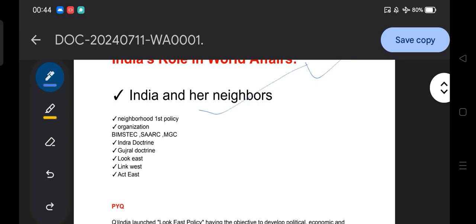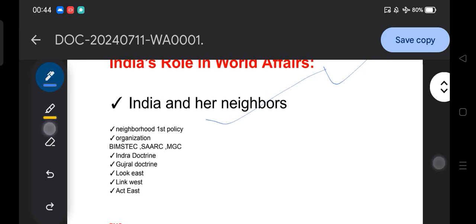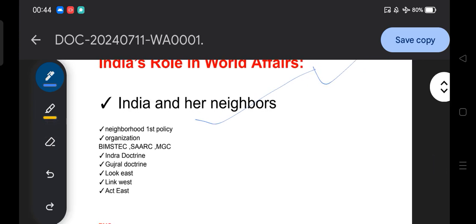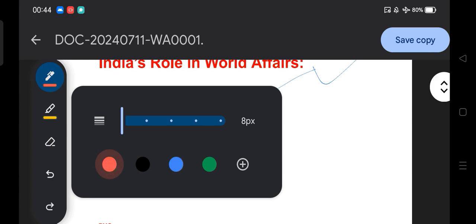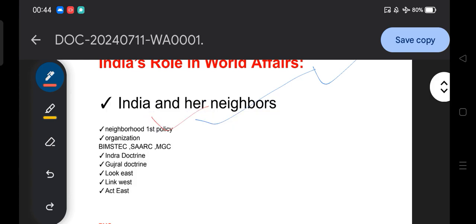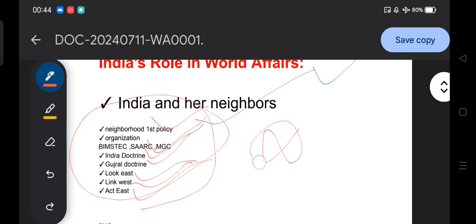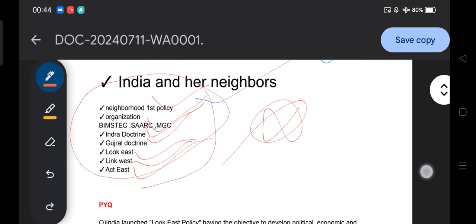So in this note, we are going to start today's discussion, which will include the Neighborhood First policy, BIMSTEC, SAARC, MGC, then the Gujral Doctrine, Indira Doctrine, Look East policy, Link West policy, and Act East policy. All these things are going to be covered in a single class. Okay, I will try to cover that. So guys, without delay, let's start our discussion.